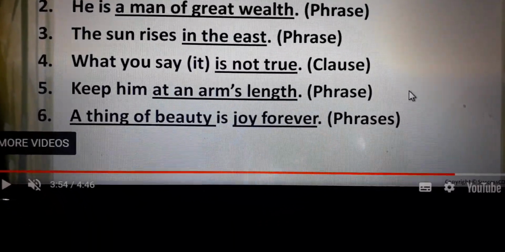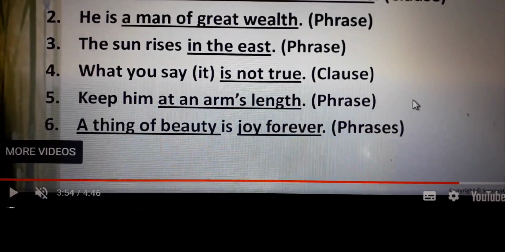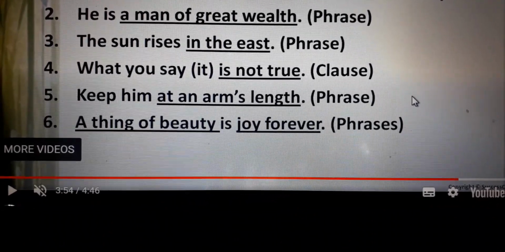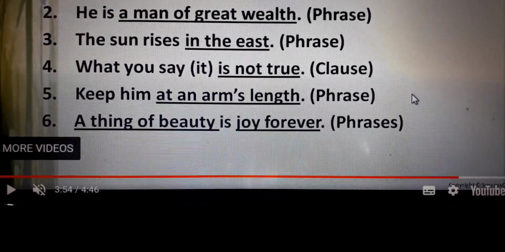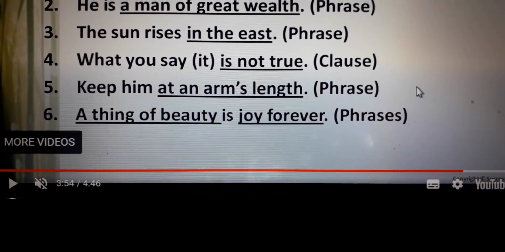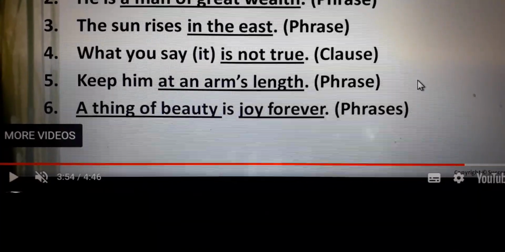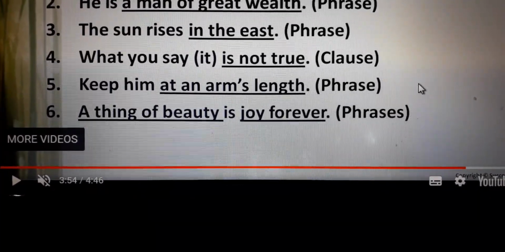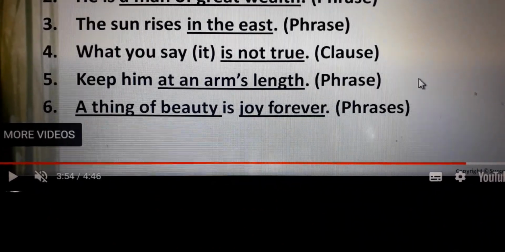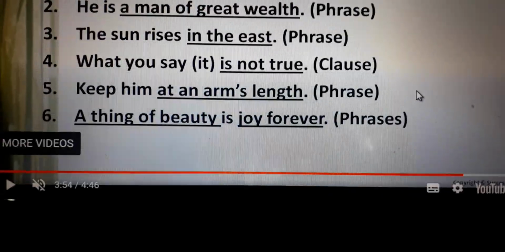"The sun rises in the east." "In the east" is a phrase here. Okay, "what you say is not true." Now in this sentence the subject is "you". So when a subject is there in the group of words and a verb is there in the group of words, then it is a clause, right?